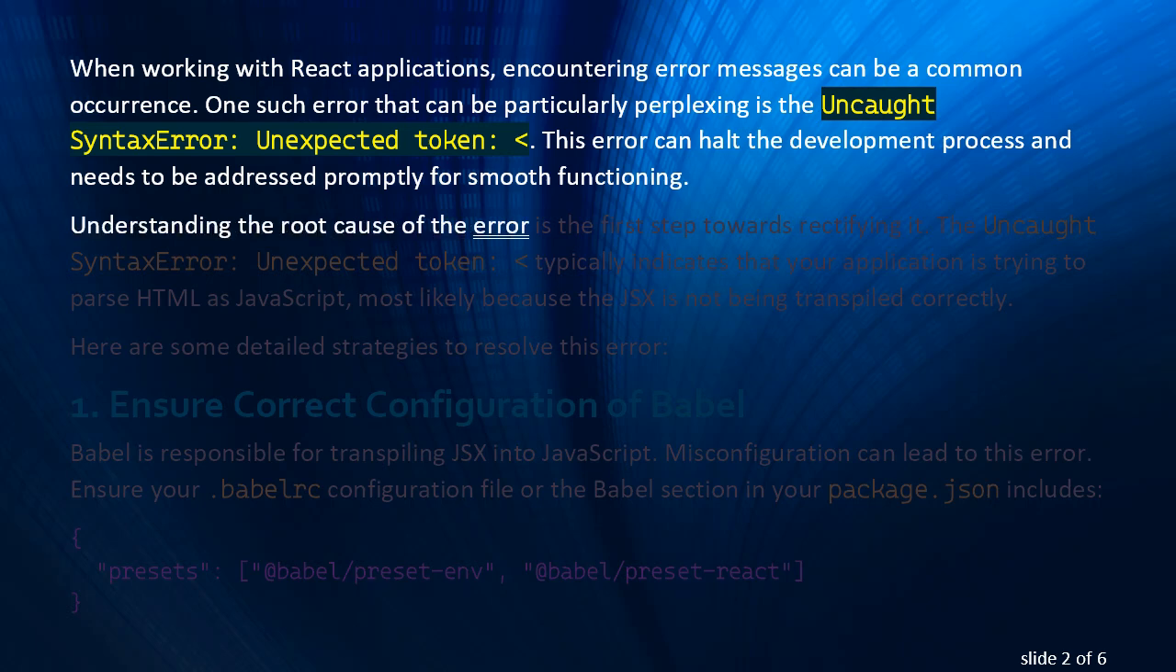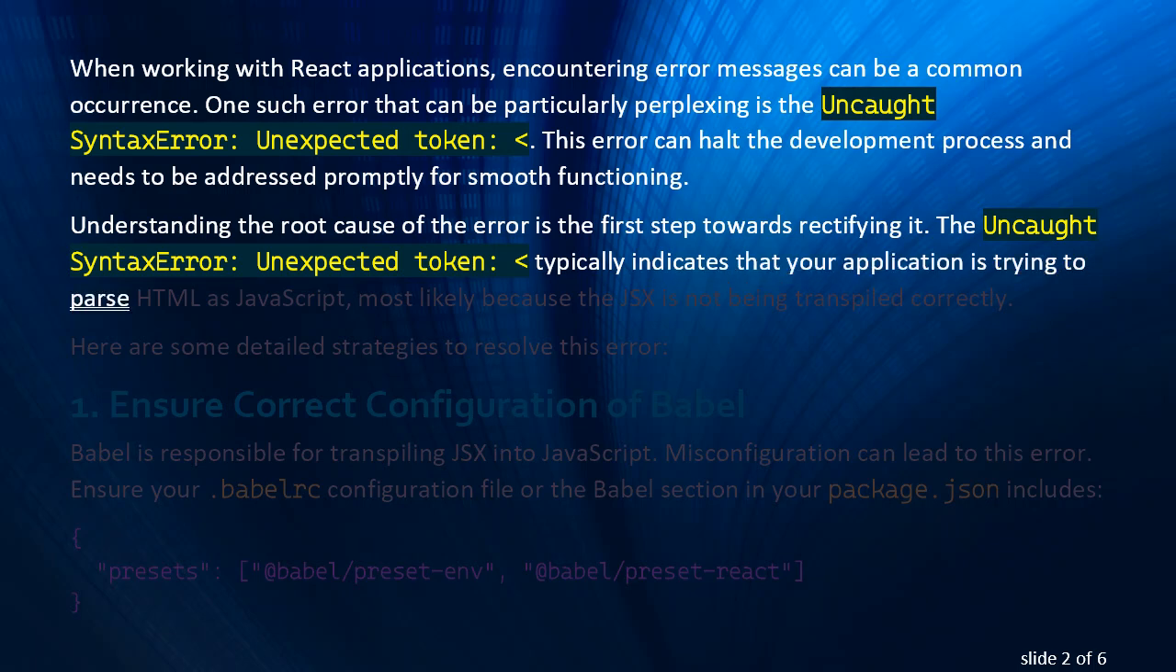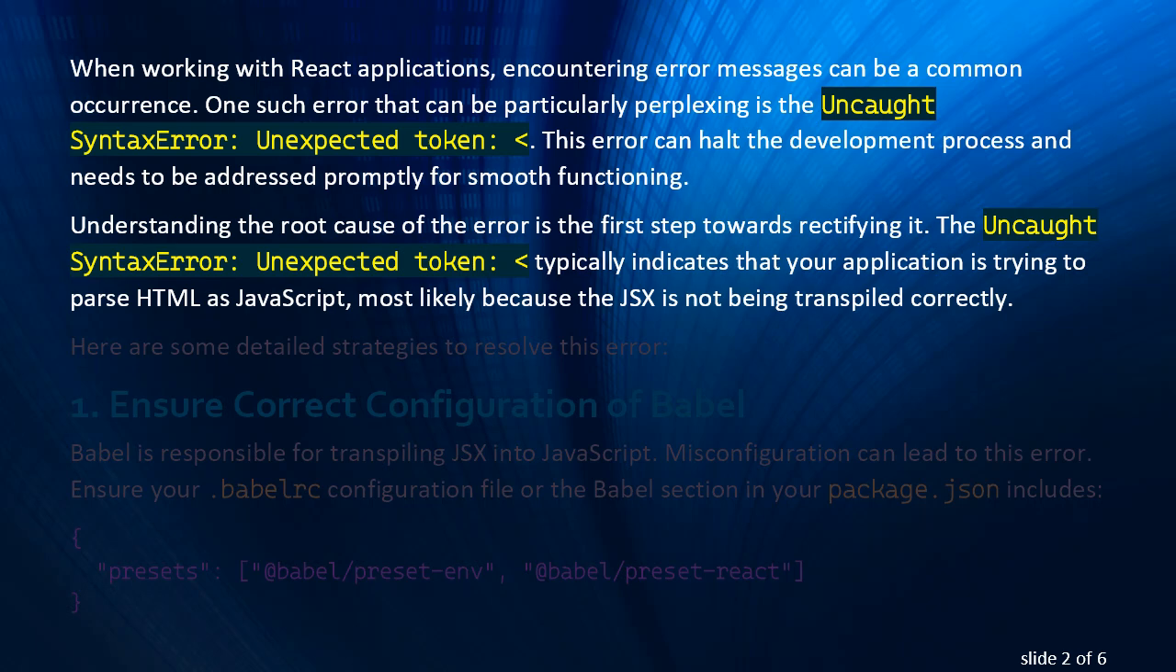Understanding the root cause of the error is the first step towards rectifying it. The uncaught syntax error, unexpected token, typically indicates that your application is trying to parse HTML as JavaScript, most likely because the JSX is not being transpiled correctly. Here are some detailed strategies to resolve this error.